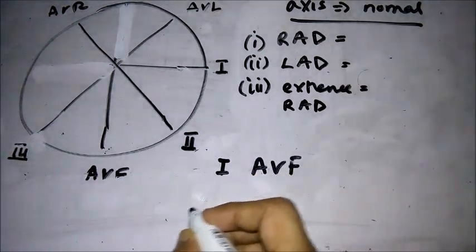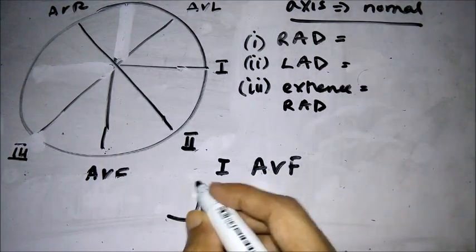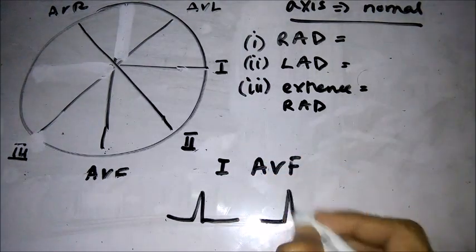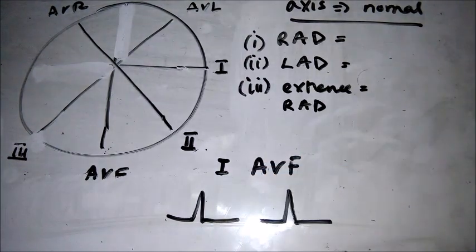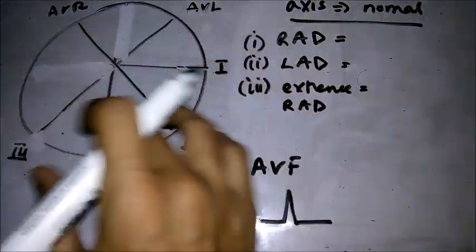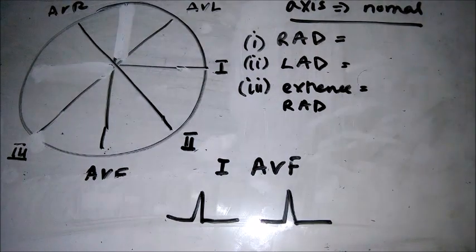What do I mean by positive? I mean that both of them are showing a QRS complex which is up, right? So if lead 1 and AVF have a QRS complex up, we say that the electrical activity is in the normal axis.